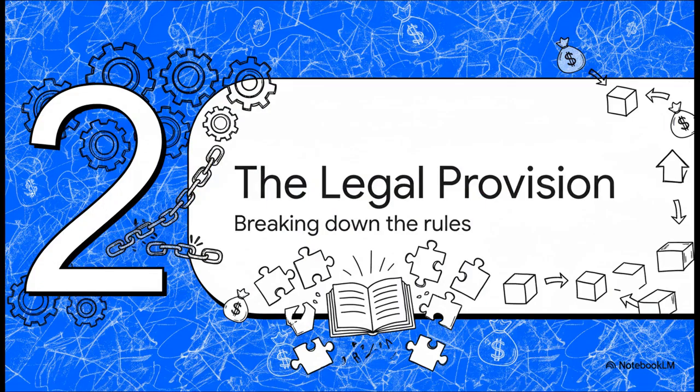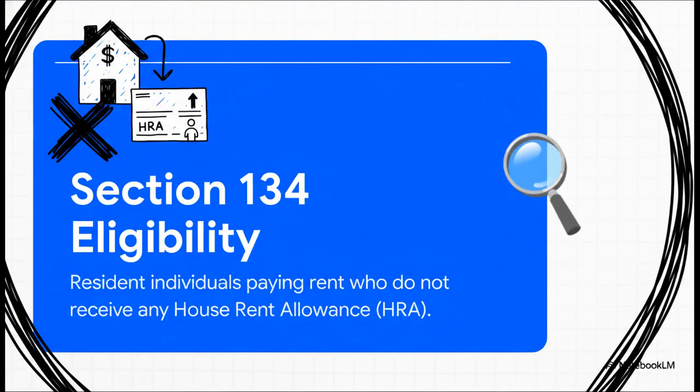Section 2. Understanding the legal provision. Okay, so what's the core objective here? Section 134 is designed to provide an equitable measure of relief to resident individuals who are spending their own post-tax income on housing. But, and this is a massive but, there is an absolute, non-negotiable golden rule. You must not receive any house rent allowance from an employer.